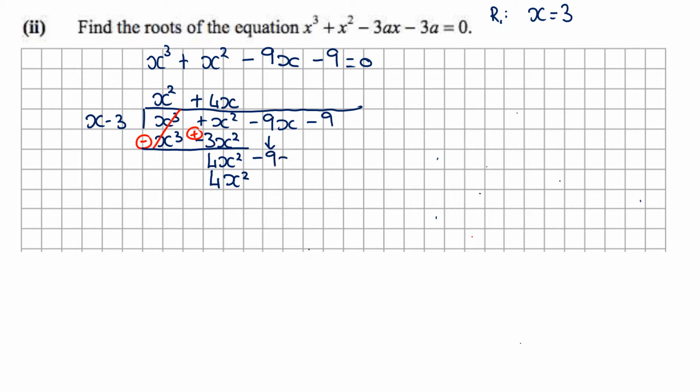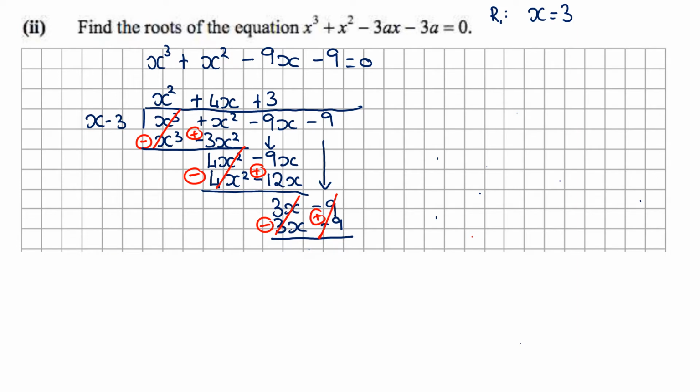Bring down our minus 9x. Here we get minus 12x. We subtract, so this becomes a minus. This becomes a plus. And we're left here with 3x. And we bring down our minus 9. This gives us a plus 3. So we get 3x minus 9. And that leaves us with no remainder, as we would expect.